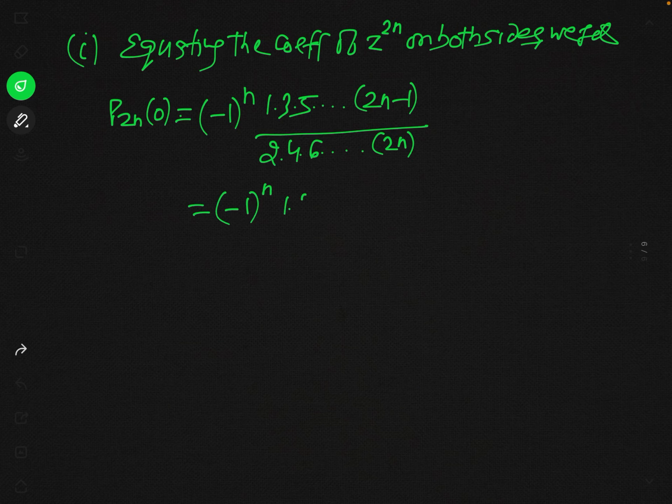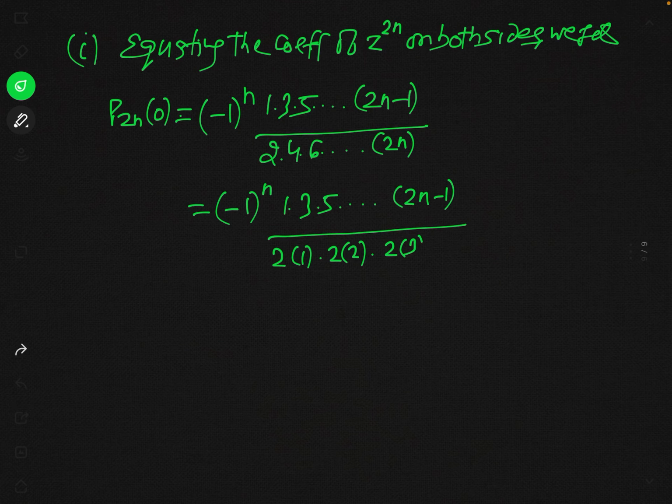So now let us simplify it to some extent. This will be equal to minus 1 to the power n into 1 into 3 into 5 into so on into 2n minus 1, divided by, again, we can write 2 as 2 into 1, 4 as 2 into 2, 6 as 2 into 3, and in similar manner this 2n we write as 2 into n.